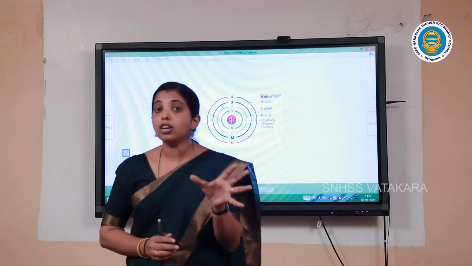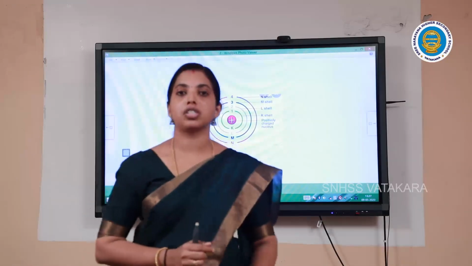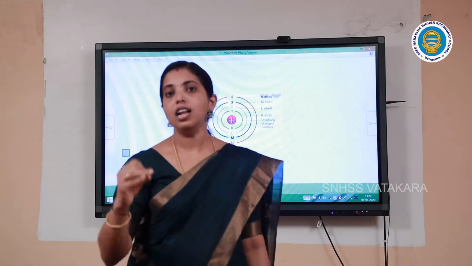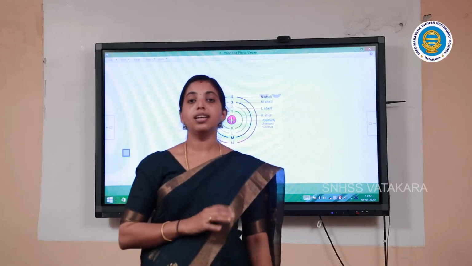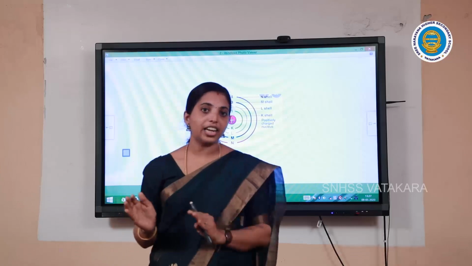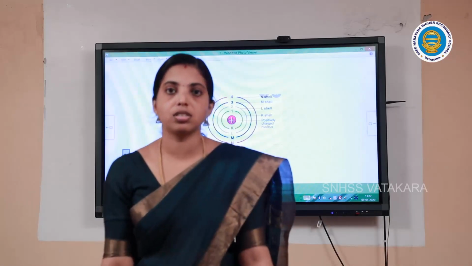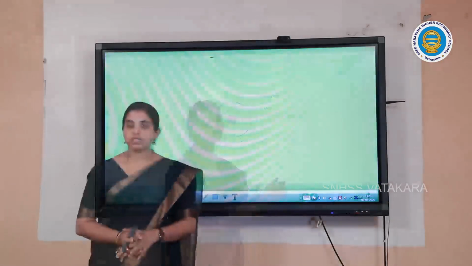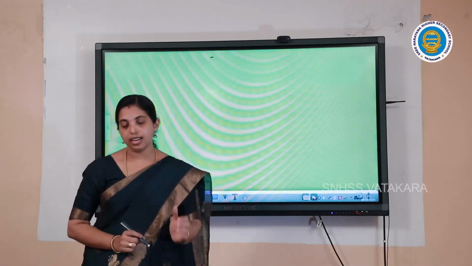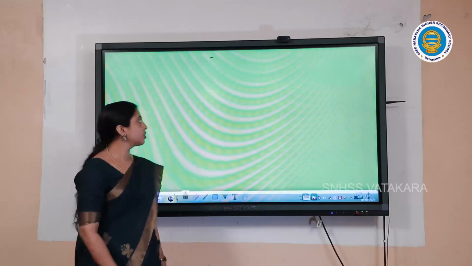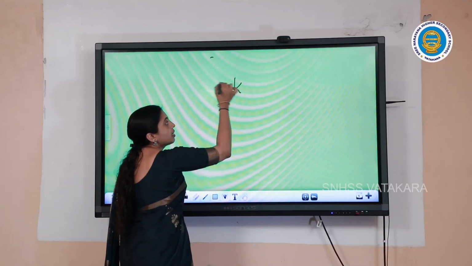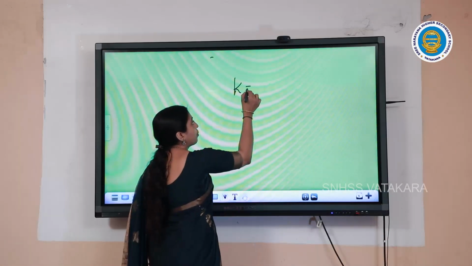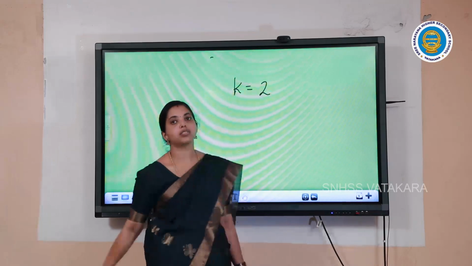These shells are the paths of the electrons. The electrons revolve around these shells: K shell, L shell, M shell and N shell. Each shell can accommodate a maximum number of electrons. K shell can accommodate a maximum of 2 electrons.